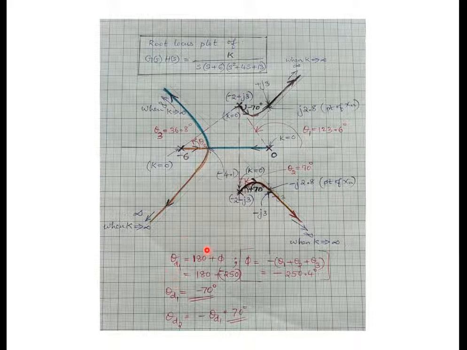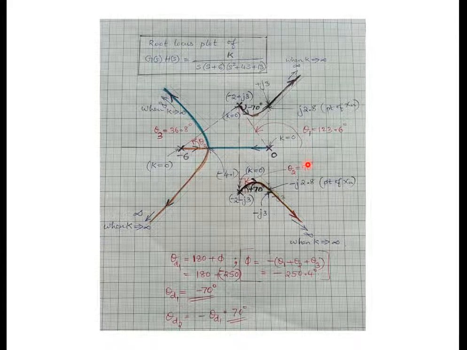So theta d1 is 180 plus phi, where phi is the angle contribution by the other poles. All the phi will now be negative. Why? Because all are poles: numerator angle minus denominator angle, and the numerator angle is 0. Here theta 1 is the angle made by the pole s equal to 0, theta 2 is the angle made by minus 2 minus j3, and the angle made by minus 6 is theta 3. So it is minus of theta 1 plus theta 2 plus theta 3. How will you find this theta 1?